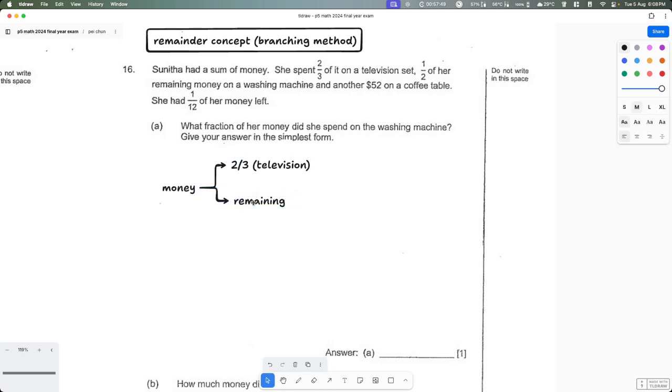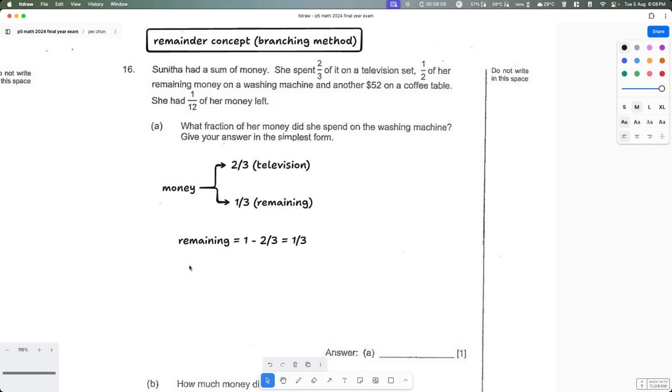So what is the remaining? What fraction of our money? Remaining is equal to 1 minus 2 over 3. It's equal to 1 over 3. So remaining is 1 over 3.